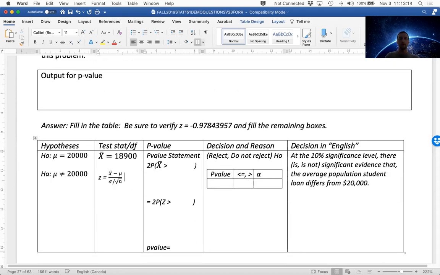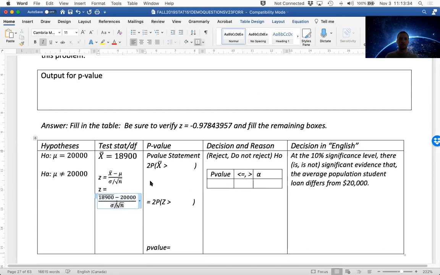Now we're being asked to compute the Z-score. If we copy and paste this, we're going to have X bar, 18,900, minus mu, which is 20,000, divided by sigma, which we're told in the question is 40,222, over the square root of little n, which is 1,280.